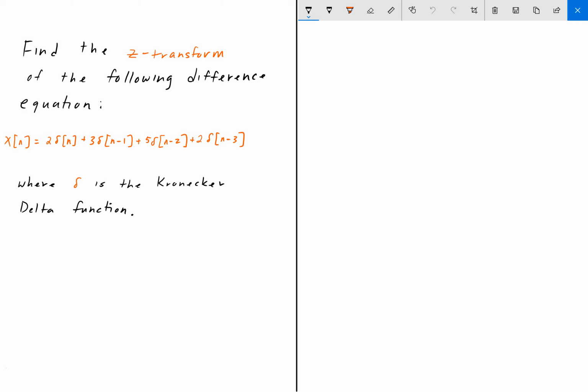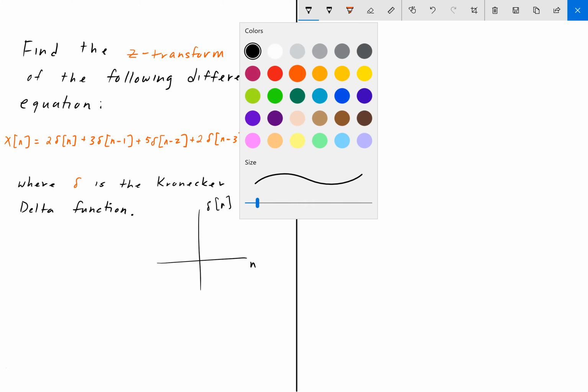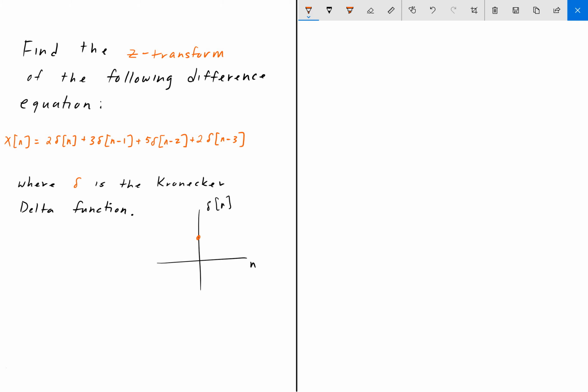So to solve this, we need to know what this Kronecker delta function is. Essentially, it's a function that is equal to 1 at n equal to 0. This is not to be confused with the Dirac delta function. Kronecker delta is used with discrete systems, and the Dirac delta, which is infinity at x equal to 0, is used in continuous systems. So this here would be 1.